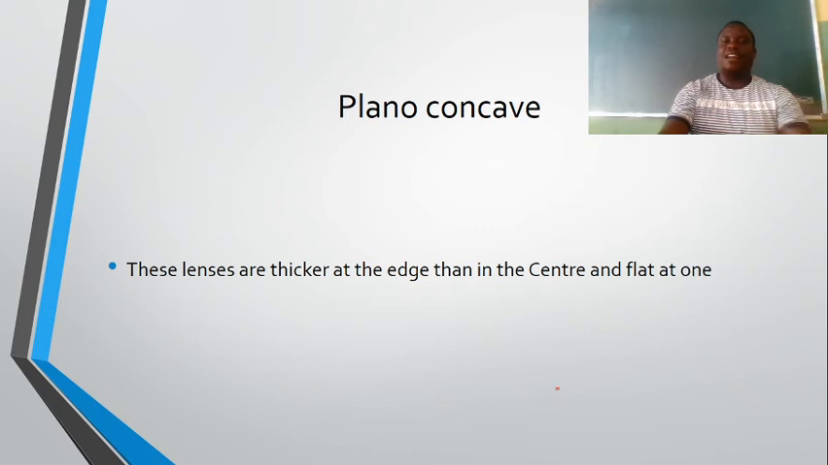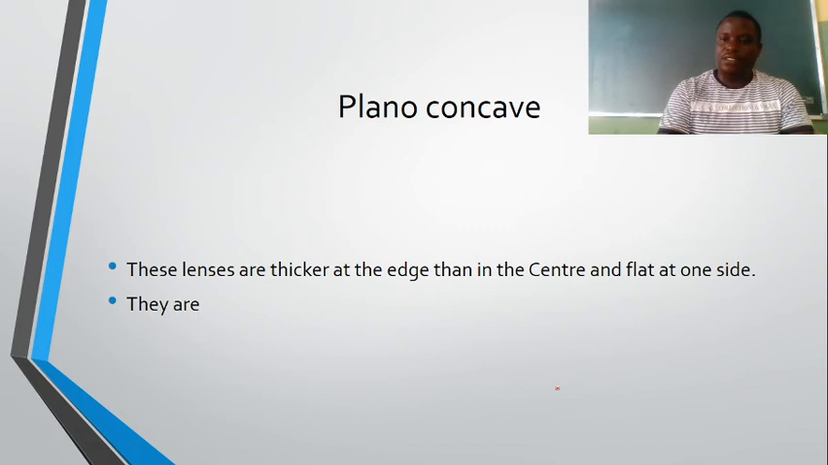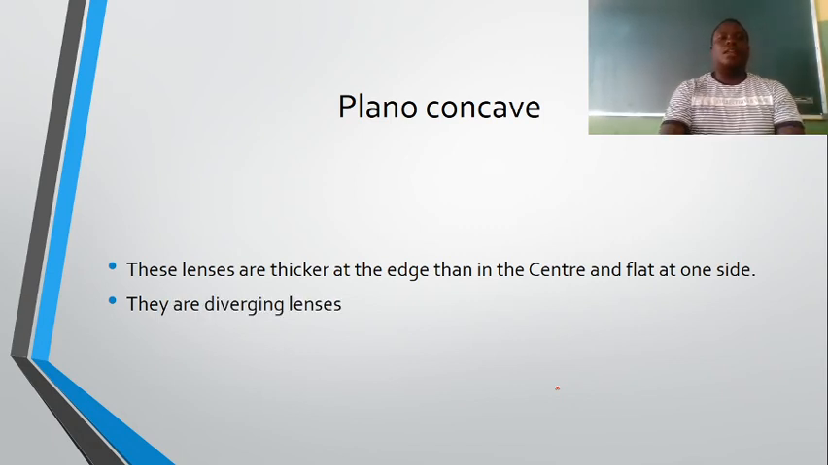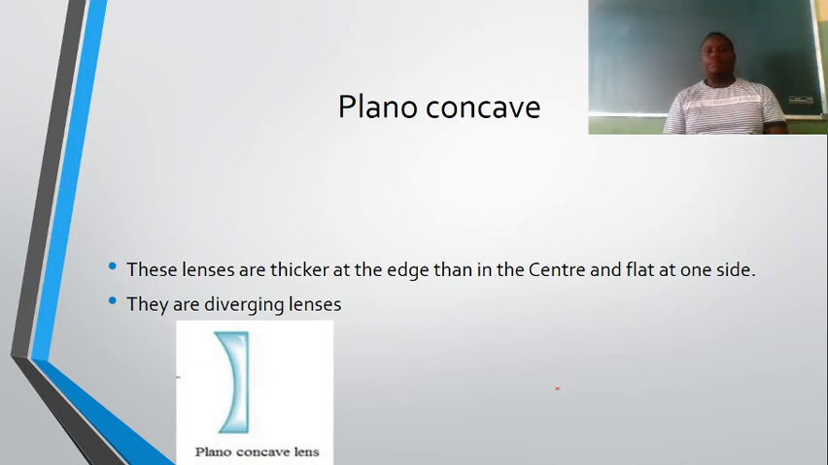Plano-concave, these lenses are thinner at the edge than in the center and flat at one surface, at one side. So they are diverging also. You can see here they have one surface which is concave, and here is a flat surface. This type of lens is referred to as what? As plano-concave. When you see this shape, you may say that is a plano-concave. So they diverge, right.